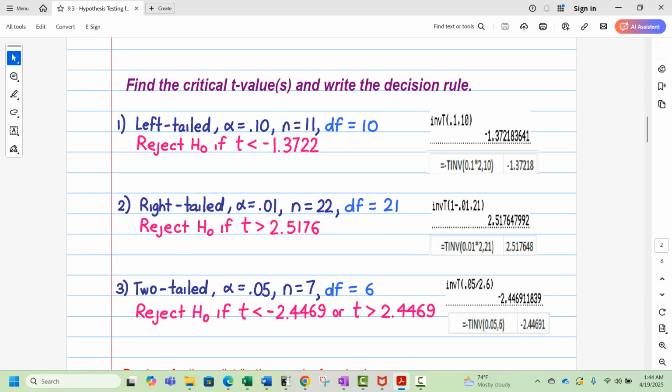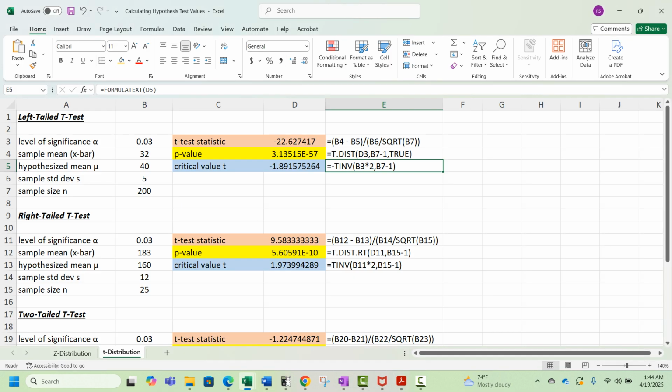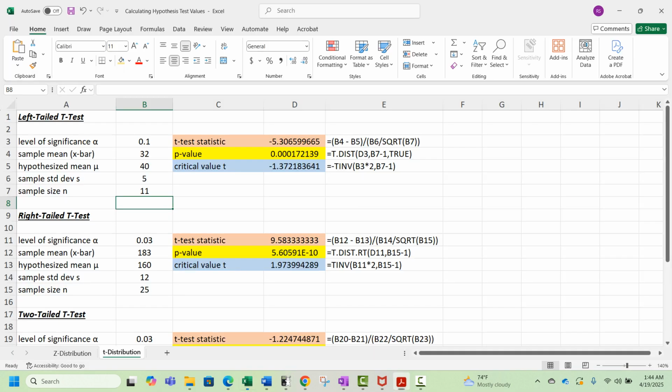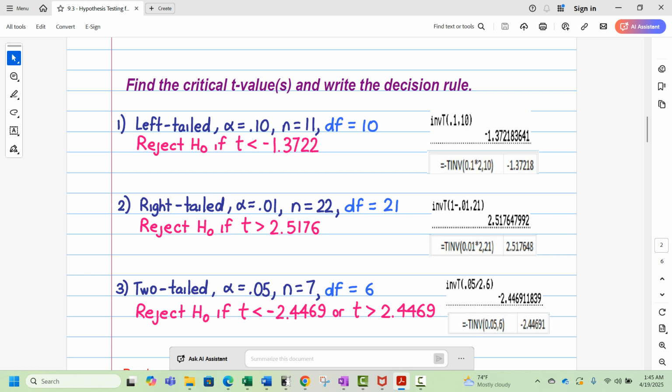Like I said, you just get these right off the other spreadsheet. So look at these. It's a left-tailed test, so your rejection expression is going to be if t is less than your critical number. So what is it, 0.10 and n is 11 for left-tailed? And there's your critical value, negative 1.372. Oh, wait, 1.3722, okay.